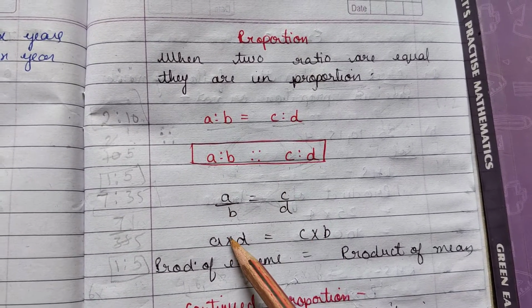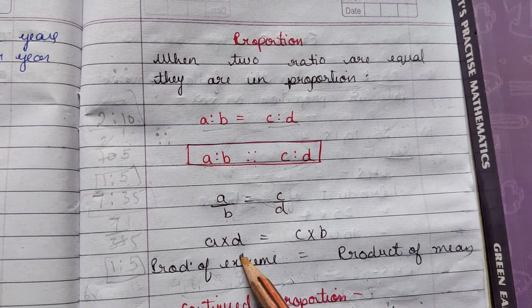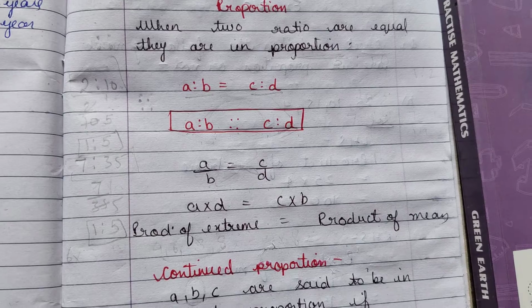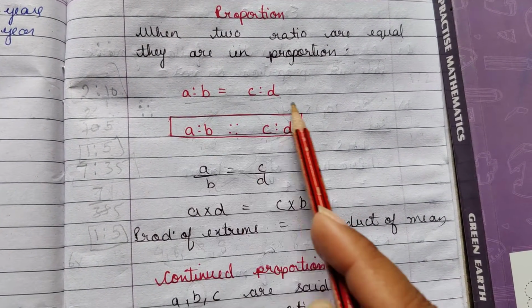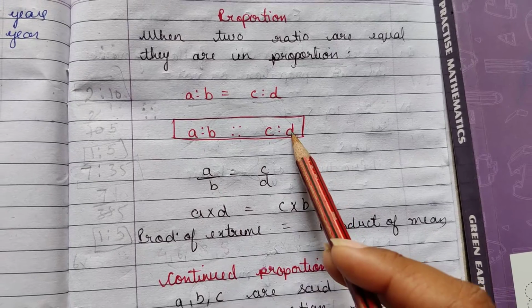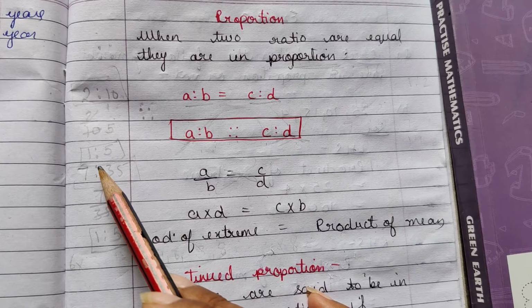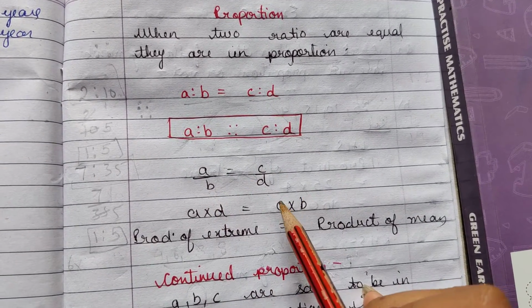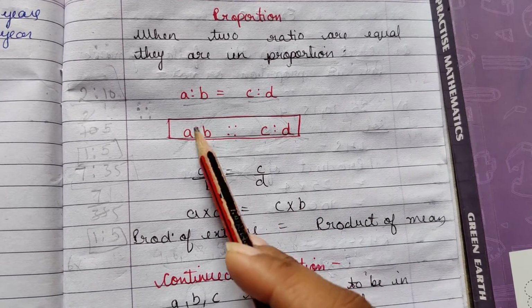Now cross multiplying these both, what we'll get? A into D and C into B. Okay, if you look carefully, what are A and D in this expression? A and D are the outermost terms. Yes, A is written in the outermost left corner, while D is written in the outermost right corner, while C and B are written in the inner corners.